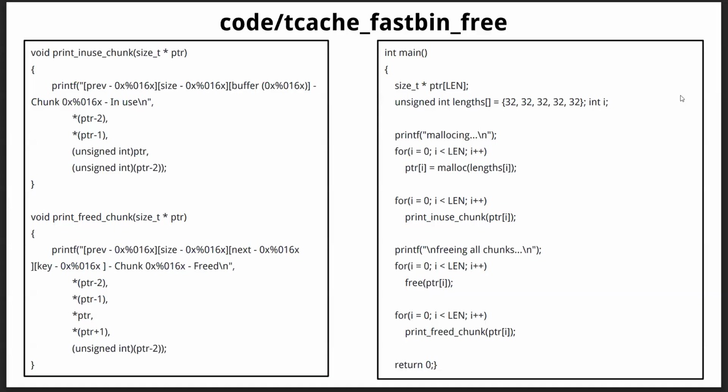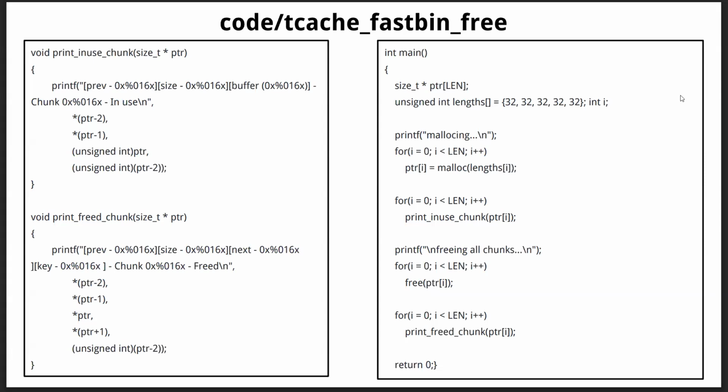We have a new function called print freed chunks. The previous function is print in use chunks. The difference is that in the freed chunks, we have two more fields: the next field, pointing to the next available chunk, and the key field, pointing back to the structure. For the in use chunk, we don't have those two fields. Those areas are used for your application data, that's the buffer. The free one, we have those.